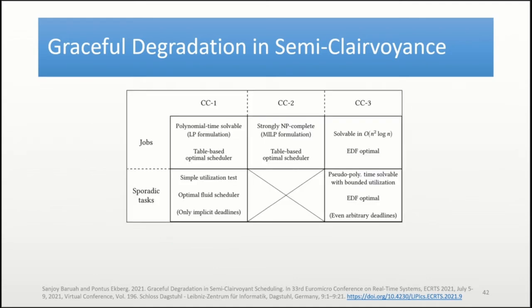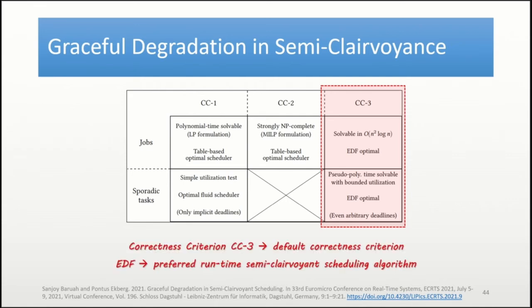For each of these notions, efficient scheduling algorithms capable of ensuring graceful degradation have been derived, as shown in this table. Interestingly, EDF was found to be an optimal scheduling algorithm for both independent jobs and sporadic tasks under CC3. Exact schedulability tests are derived for both these cases. Placing and comparing all of these results in a broader context, the authors recommend that CC3 be considered the default correctness criterion and EDF be considered the default runtime scheduling algorithm for semi-clairvoyant scheduling.